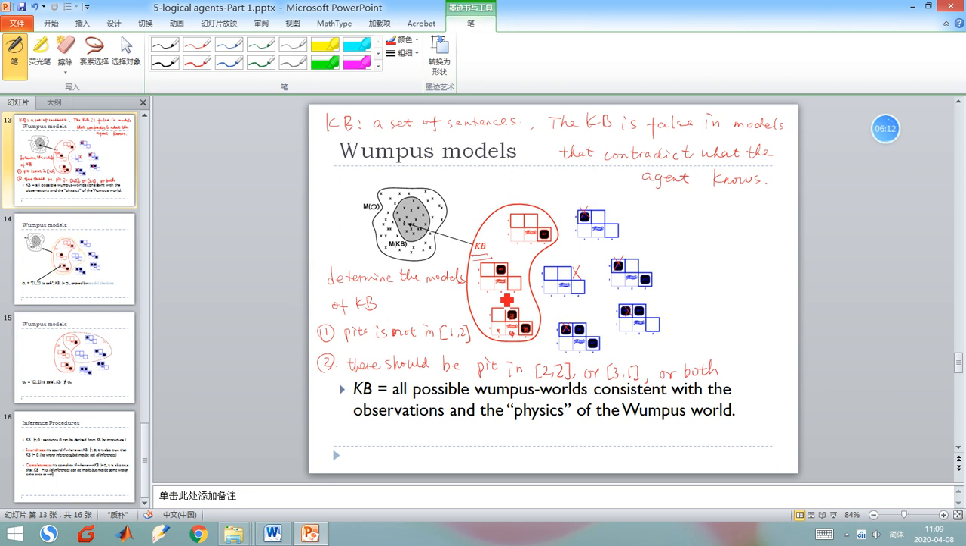Based on this KB, the agent will know that square 1,2 is safe, because in all models of the KB, square 1,2 has no pit. Then the agent will go back from 2,1 to 1,1, and then go to 1,2.